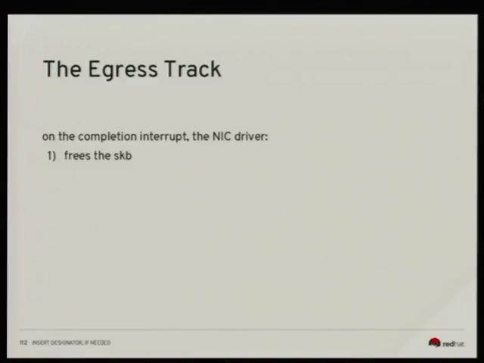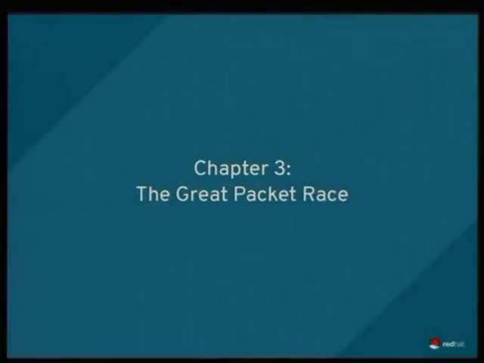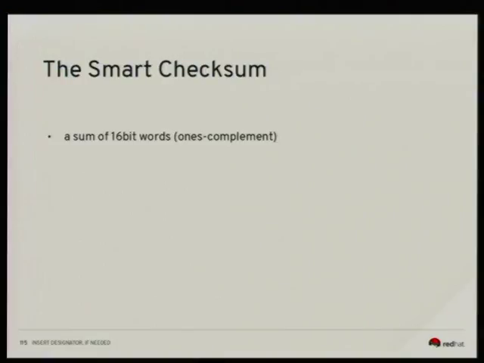In response to that interrupt, the driver frees the escape buff because it's not needed anymore, and the corresponding buffer, or reuses it in another way. And because it now has free space in the queue, it tells the queue disk, "OK, you can send me more." So this is how it works on egress. This is slow. If it was implemented that way, we would not have 10 gigs network. So we do some clever things.